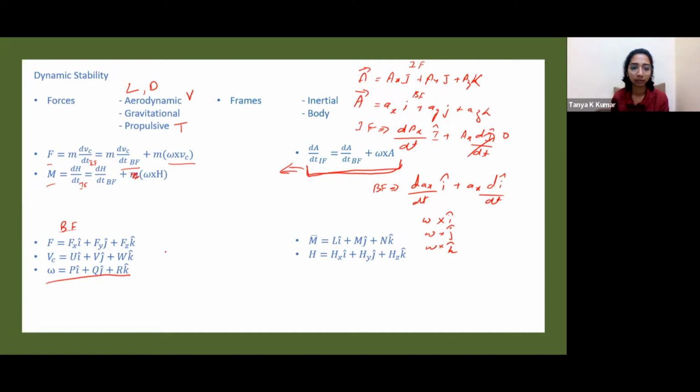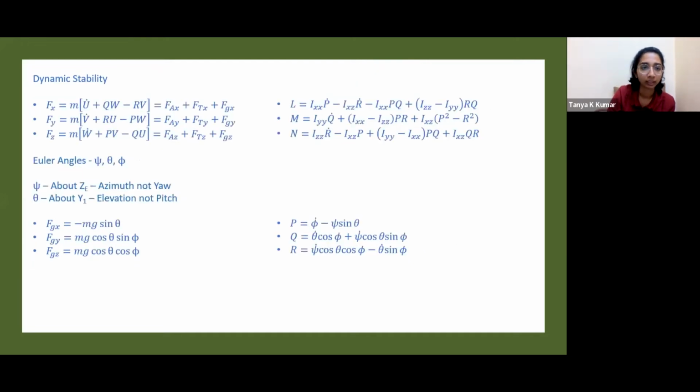Now these are the various terms that we use in the dynamic analysis and their components in the body frame. We have force, and Vc with components u, v, w in the body frame. Omega we have discussed. The moment vector has L, M, N, where L is the rolling moment, M is the pitching moment, and N is the yawing moment. Similarly, H has Hx, Hy, Hz, which was derived a couple of weeks ago. When we substitute all of these terms, we get the final 6 degrees of freedom equations, with Fx, Fy, Fz and L, M, N.